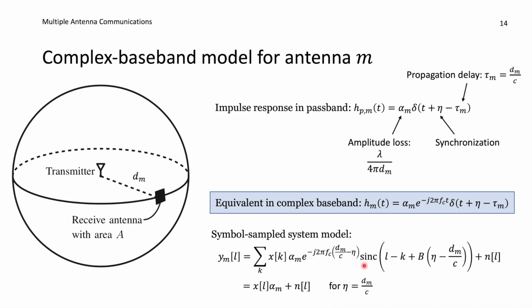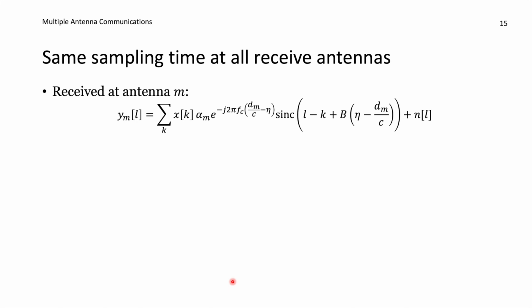And in that case, this term goes away when l and k are different, which means that the summation over xk becomes just xl when k is equal to l. Alpha m remains. This term here becomes e to the power of 0 because dm divided by c is equal to eta. And the sinc function is 1, and we have only our noise. So then we have developed a memoryless channel model for this case. But that is when we have one antenna. When we have multiple antennas, which is the case here, then we would like to use the same sampling time on all our receive antennas. So this is the received signal from the previous slide for antenna m.